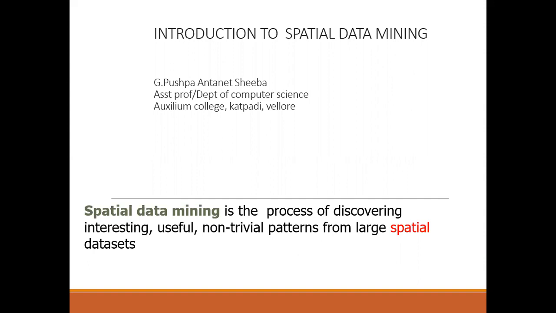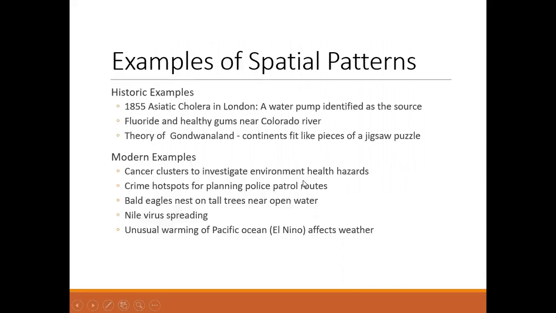First, to start with the discussion, let's be very clear about the definition. What is spatial data mining all about? It is a process of discovering some interesting, useful, non-trivial patterns from large data sets, from big data sets, from voluminous data sets. Let's see some real-time examples, some historic examples, modern examples for spatial patterns.